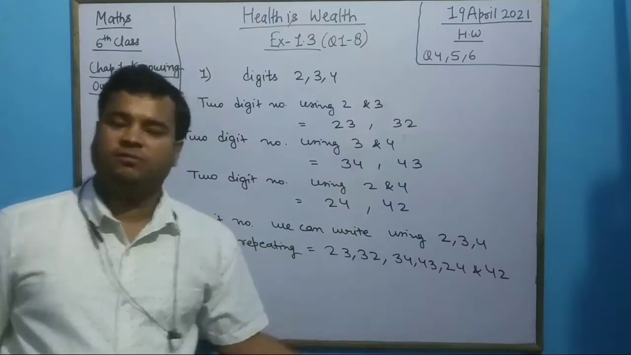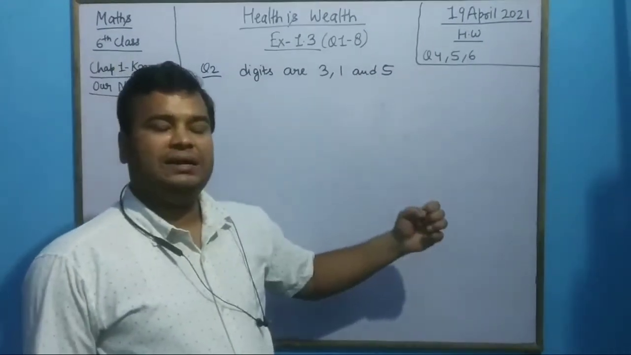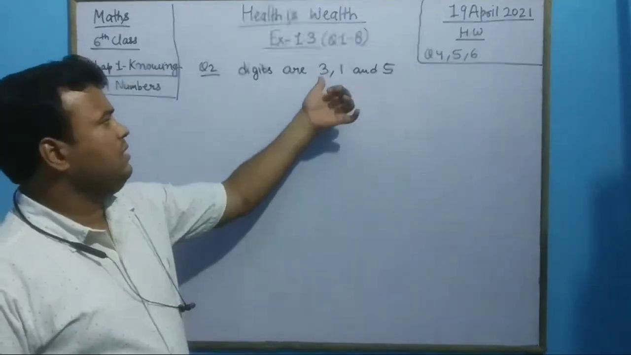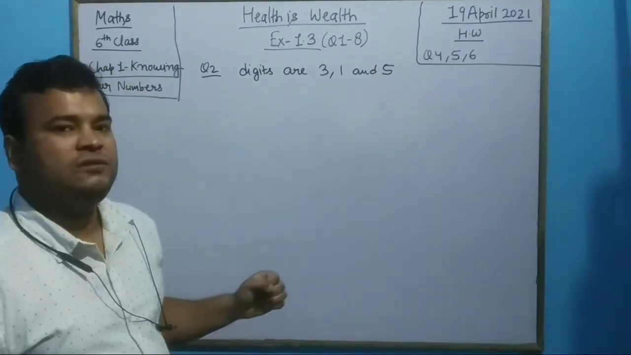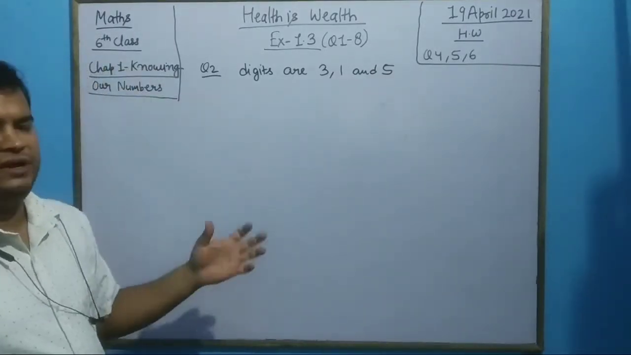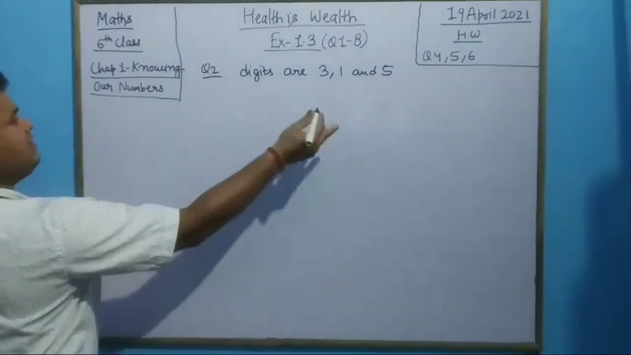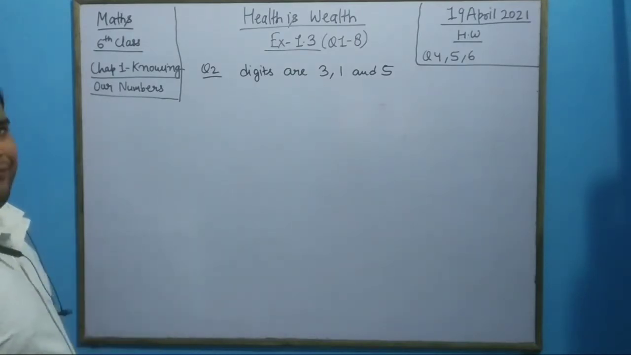Let us see question number 2. Okay, this is the second question. We need to write all the 3-digit numbers which we can write using 3, 1 and 5. And the same thing, that repetition is not allowed. We cannot repeat one digit twice. Okay, so these are the 3 digits and let us see what are the various numbers which we can form.